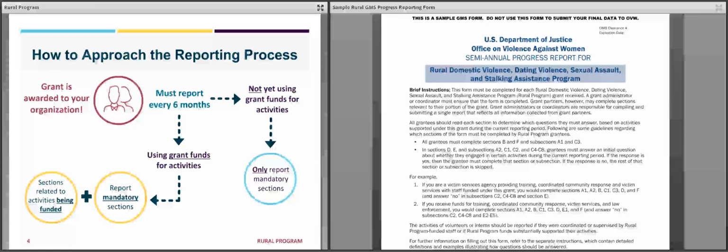Once you do begin using grant funds, you will still need to answer the mandatory sections, but now you will also be filling out any sections that relate to activities that are being grant funded. You will not fill out sections of the form that you are not using grant funds for. For instance, if you did not use grant funds during a reporting period for training professionals, you would check no at the start of that section and then leave the section blank. It is very important to remember that on this form, you only report on grant-funded activities. Blank sections can be explained in the narrative section if you choose.